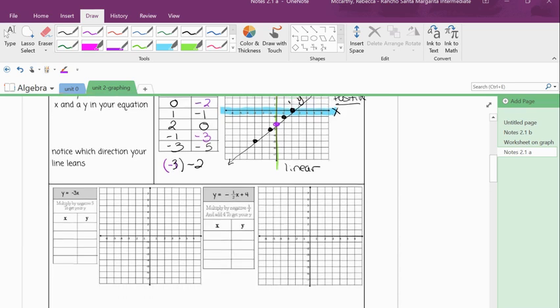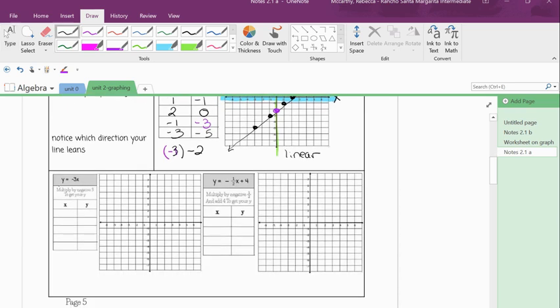Okay, next one. So here I have y equals -3x. So it takes multiply by -3 to get my y answer. So I'm going to start with 0. 0 times -3 is 0, so that goes right here. Also, there's a y and an x, so it'll go through my x-axis. It's also going to go through my y-axis.